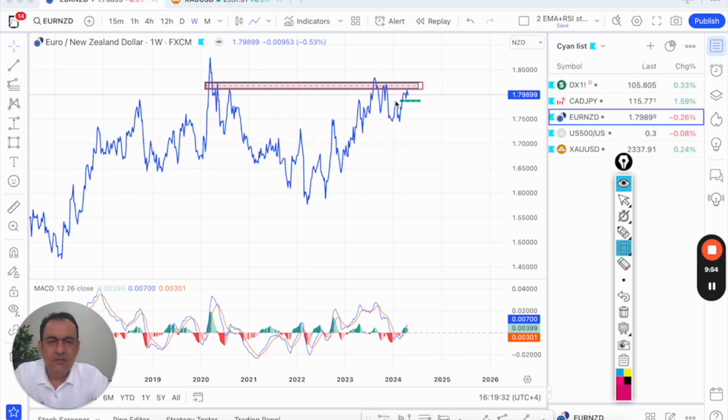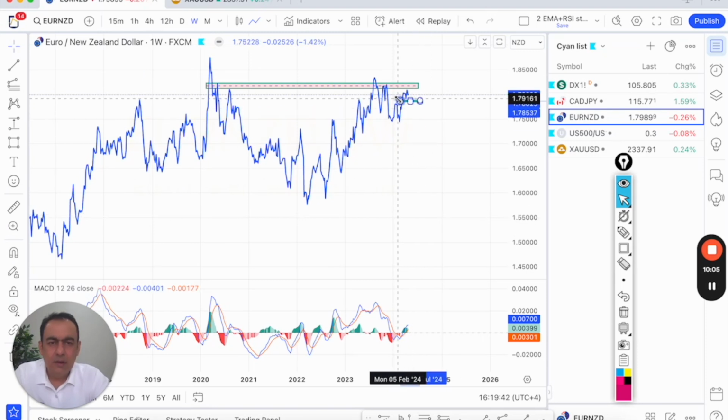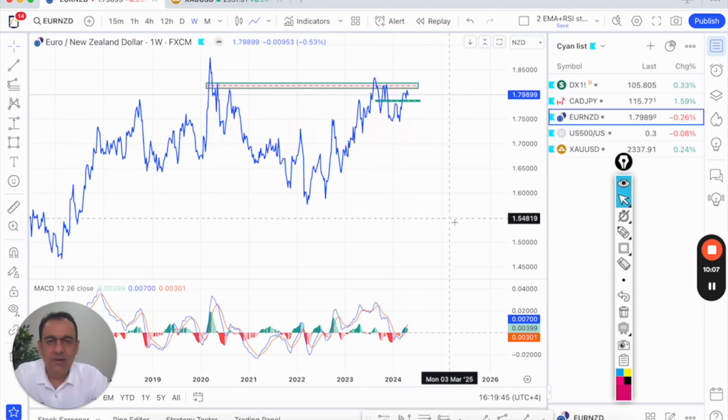Then the next horizontal box I've drawn is here. So this is the next upcoming support level based on the weekly chart. I'll just extend it to the left. Yeah, so here.